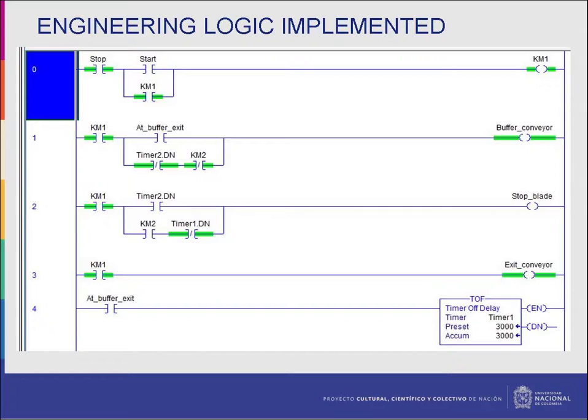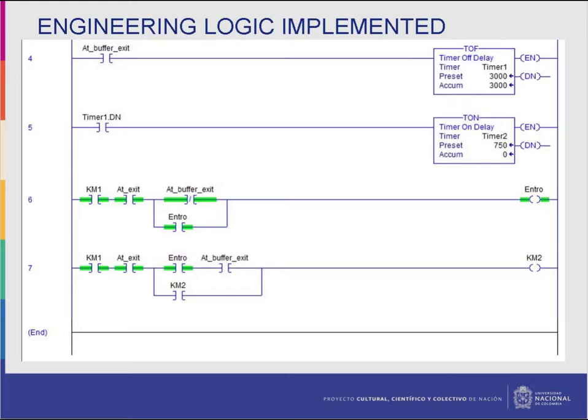In step 3, we see that in both processes the exit conveyor is activated, and it always remains activated. In step 4, we see that if the sensor at the edge of the buffer conveyor turns off, the execution of the delay on off timer 1 starts. In step 5, we configure the second timer to control the time required for the box to pass through the stop blade before the stop blade goes up again.